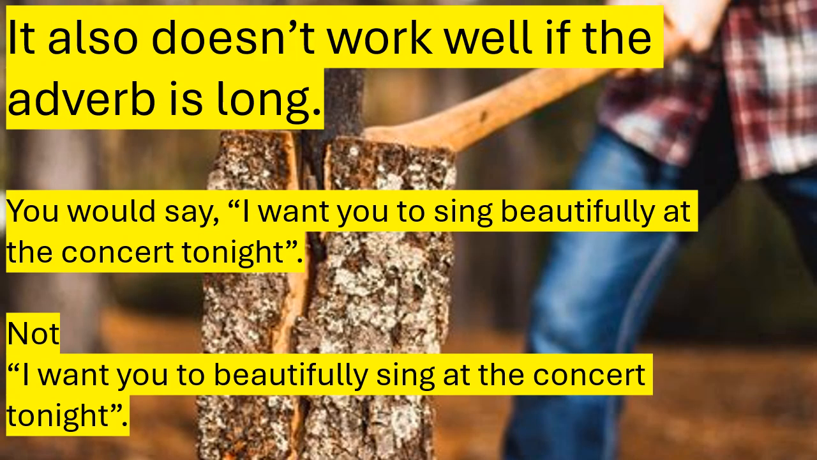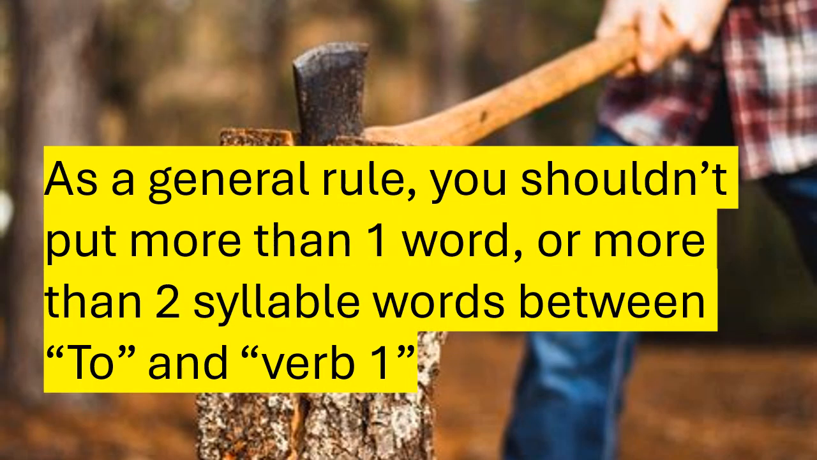It also doesn't work well if the adverb is long. So you would say, I want you to sing beautifully at the concert tonight. So you're putting the adverb after "to sing," not in between "to" and "sing." So you don't say, I want you to beautifully sing at the concert tonight. As a general rule, you shouldn't put more than one word or more than two-syllable words between "to" and verb one.